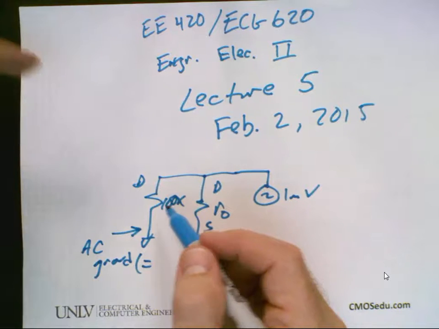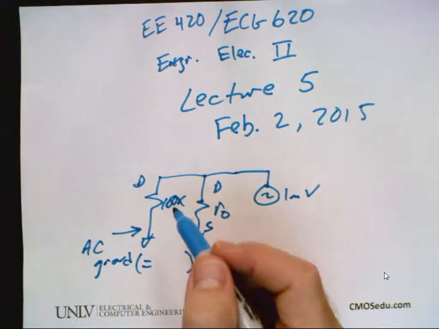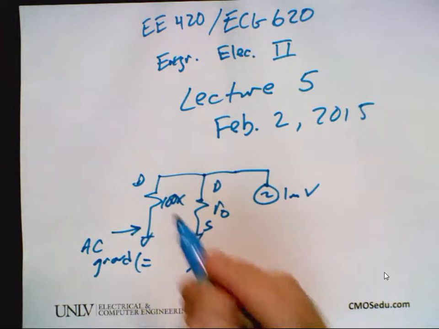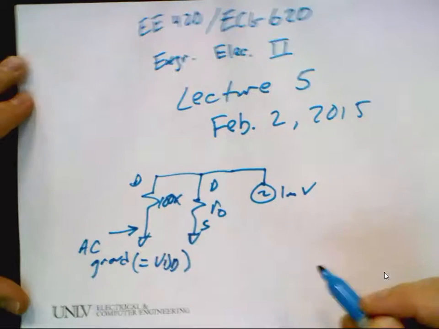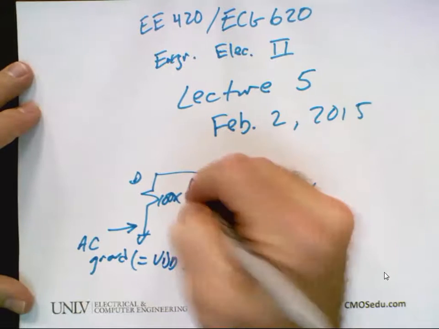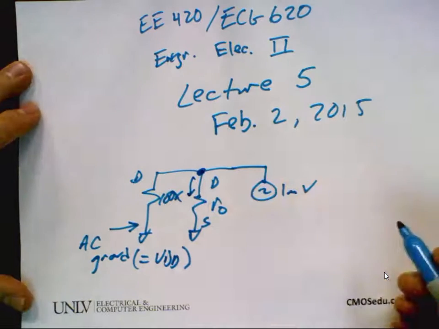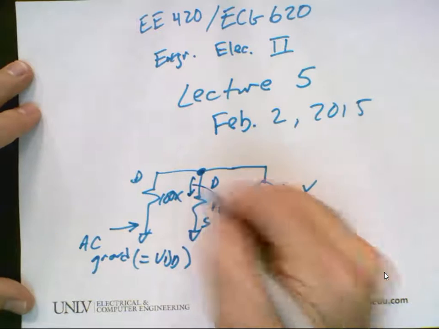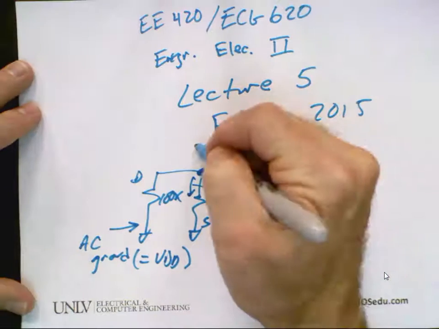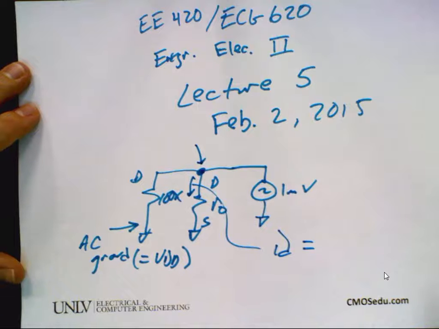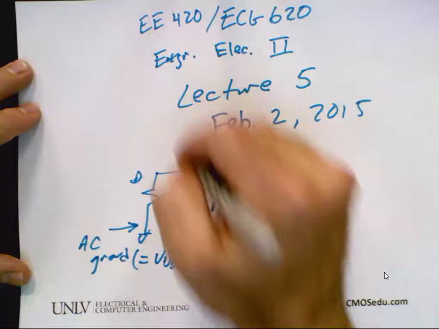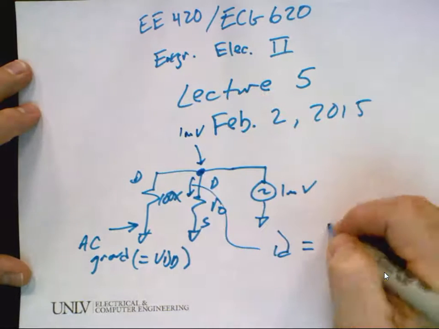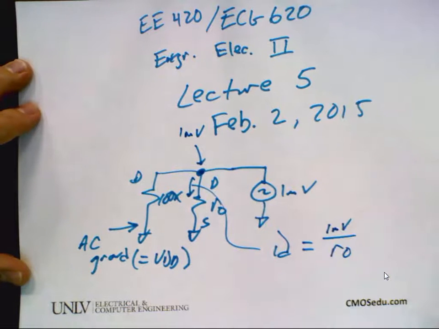VDD, but I can't change the value of VDD. It's fixed. It's a fixed DC value. So for AC, it doesn't change. That's 0. So this was VDD. If you plot the current that flows through here and you know what the DC operating point is, then this current here, ID, well, what's the voltage here on the drain through the capacitor? 1 millivolt. So it's 1 millivolt divided by R out.